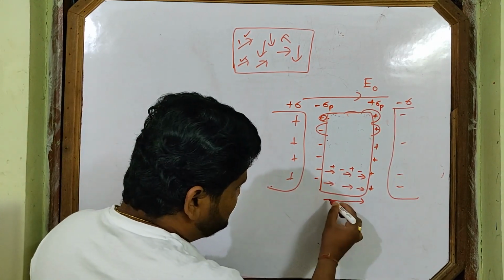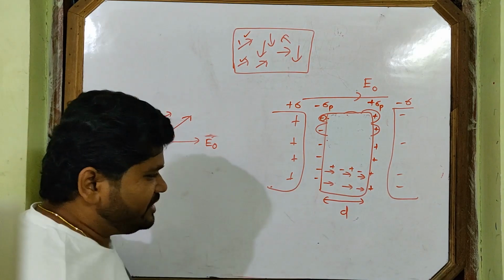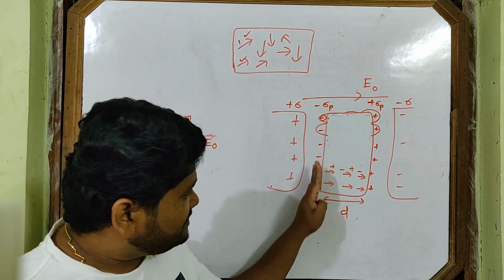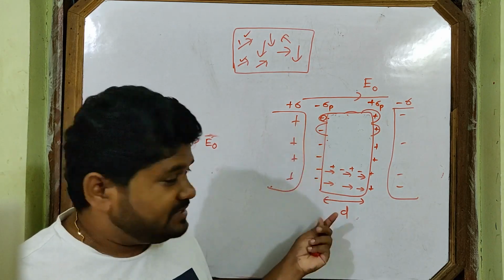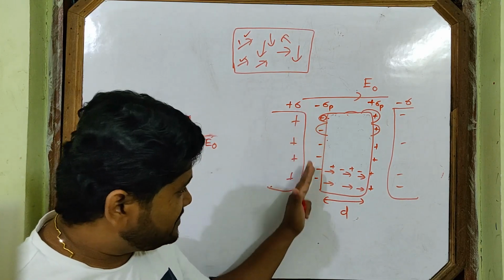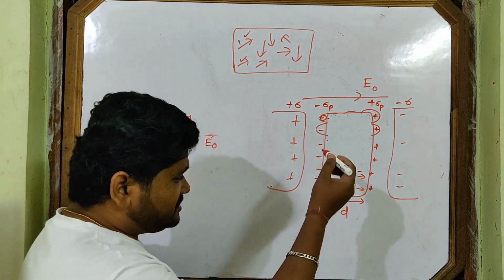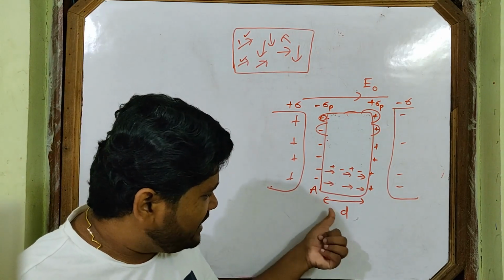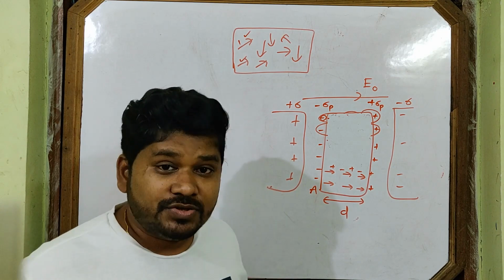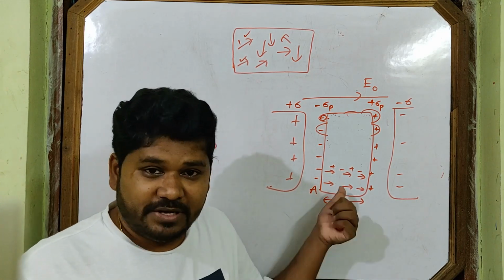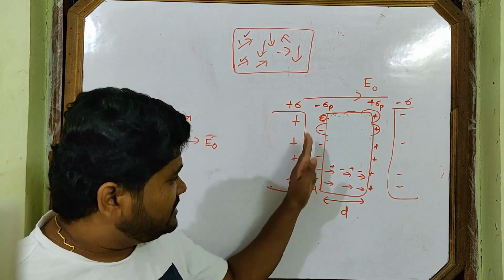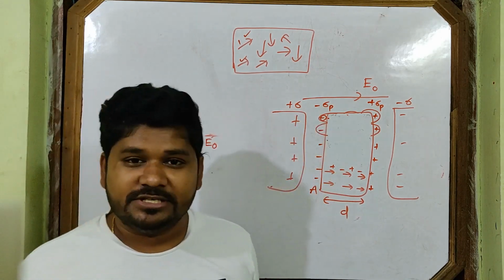Suppose this dielectric has some separation D. Surface separation is D. And the dielectric also has some surface area of this surface. It is a three-dimensional figure. It has surface area of this side surface. Suppose that surface area is A. Then the dielectric has the volume A into D. This may be a cube, may be a cuboid. So A into D is the volume. And here is the surface. This is the induced surface charge density.